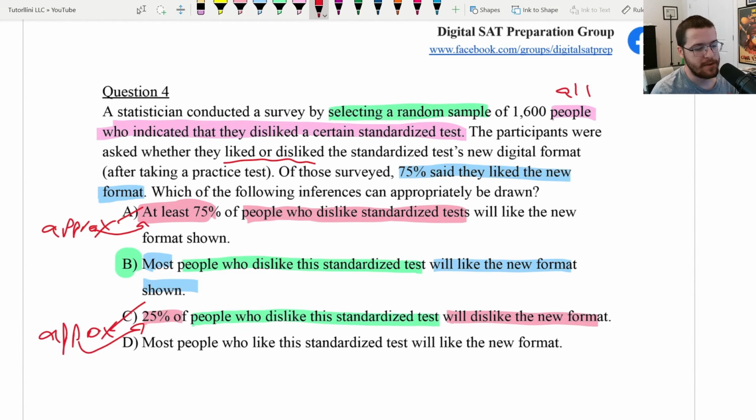All right, most people who like this standardized test. Okay, red flag here. People who like this standardized test. That is the wrong population. We said it's people who dislike this standardized test, so that one's wrong too. Great, let's keep going.